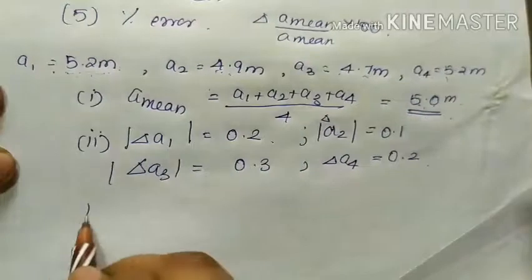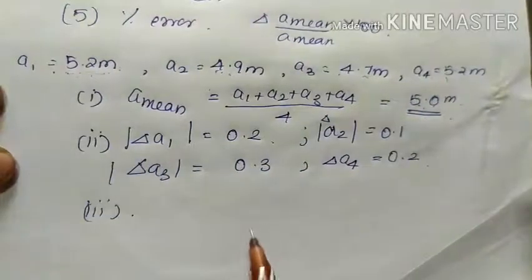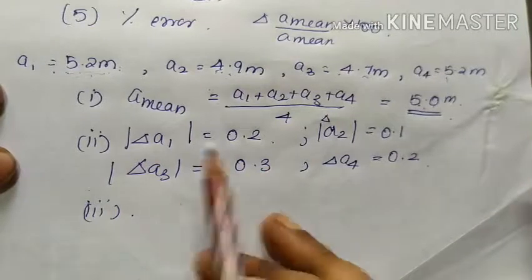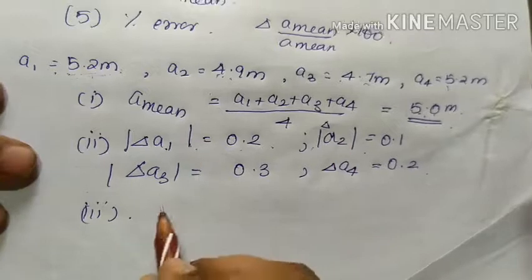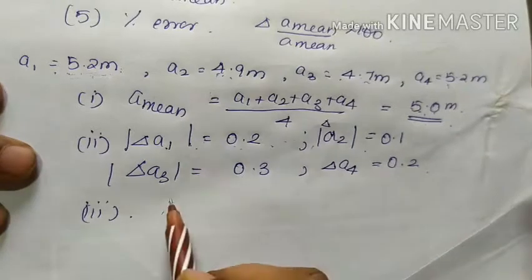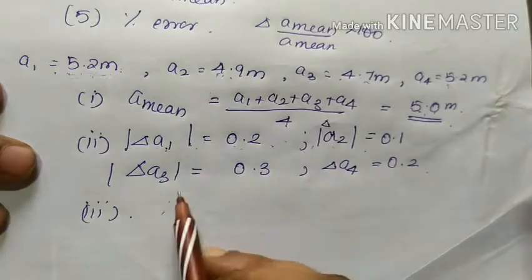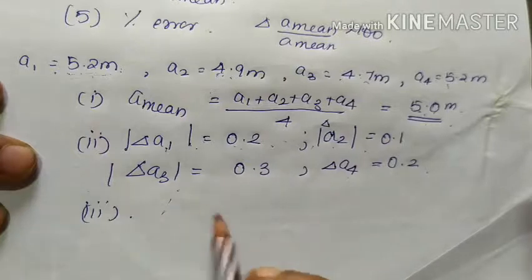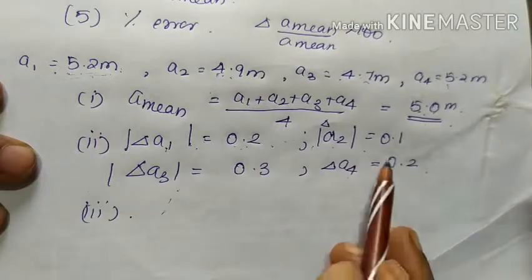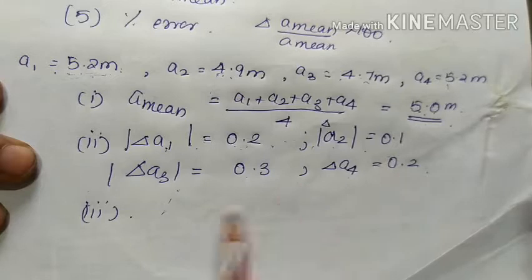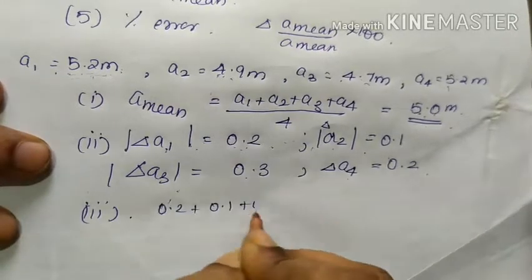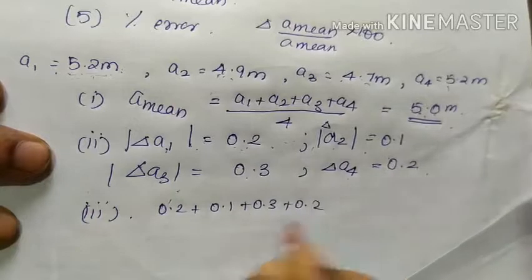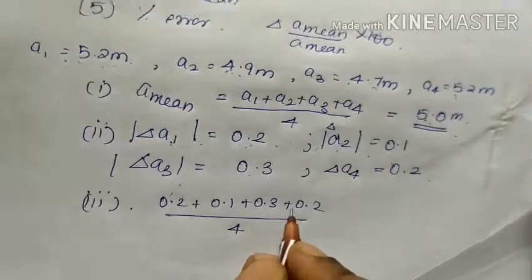Now the third section, what was it? Mean absolute error. That is the mean of the absolute errors. How many absolute errors are there? 4 absolute errors. So you have to just add these. That is delta A1 plus delta A2 plus delta A3 plus delta A4, whole divided by 4. That is 0.2 plus 0.1 plus 0.3 plus 0.2, whole divided by 4.